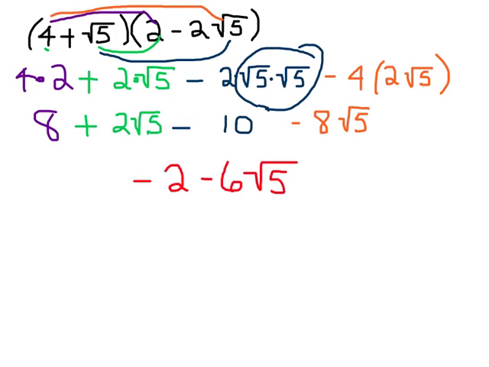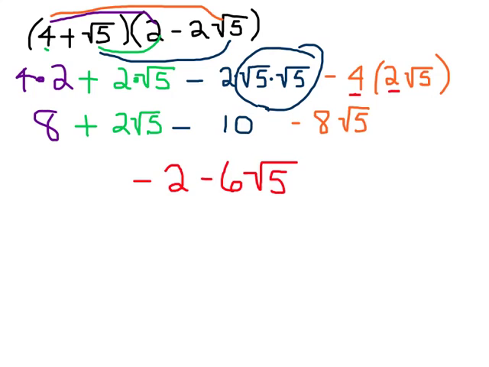I tried to do this one in some different colors so that you could kind of keep track with me. So I've got 4 times 2 here in the purple, and that's the first term times the first term, and that's 8. Then I've got the square root of 5 times 2, which is in the green, and that's 2 square root of 5, and that can't be simplified. Then I've got 4 times negative 2 square root of 5, which gives me, in the orange, negative 8 square root of 5, because this 2 times this 4, okay?